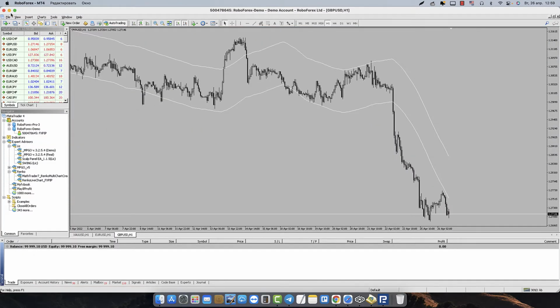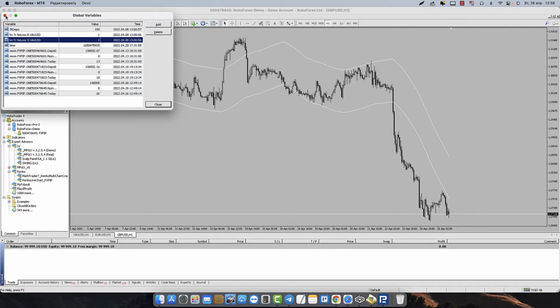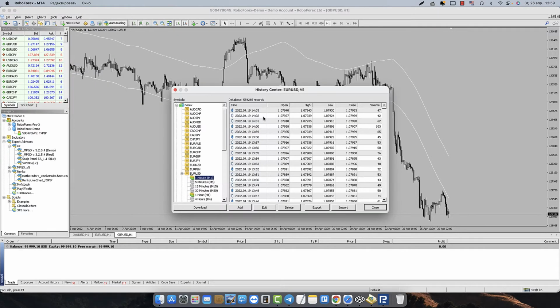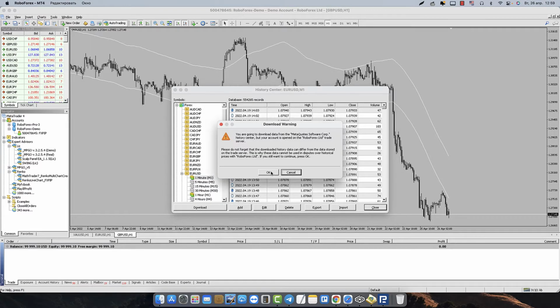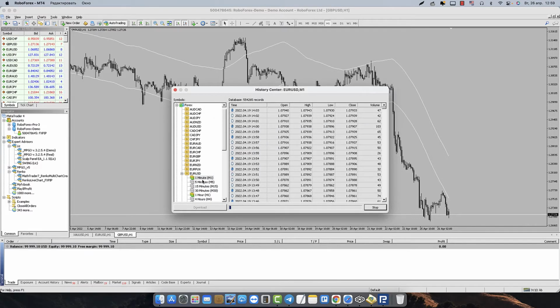Then you go to the historical center, and you have to download M1 for each pair. Download, press OK. After it downloads one time, you have to press download again to recalculate all time frames from M1 to all other time frames. I will continue this video after I download all.